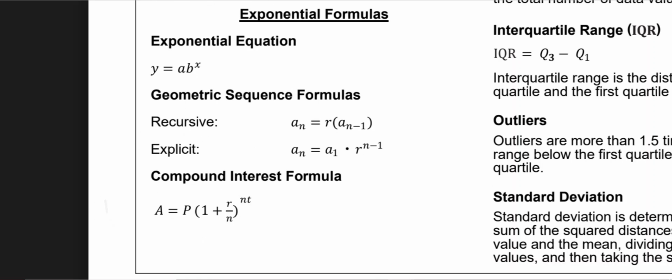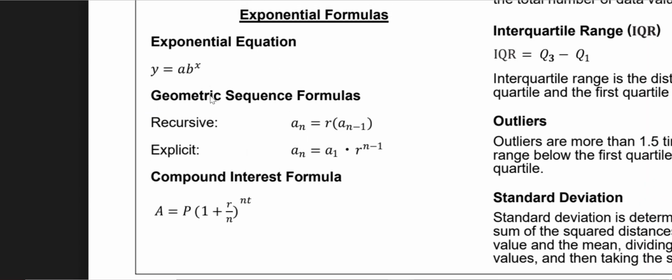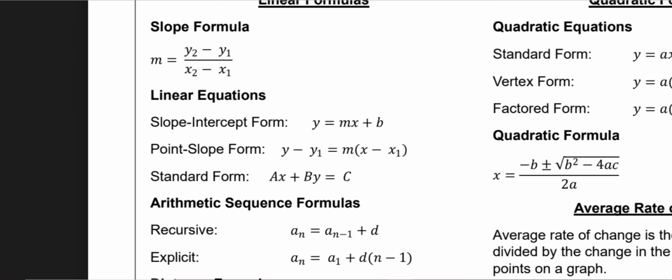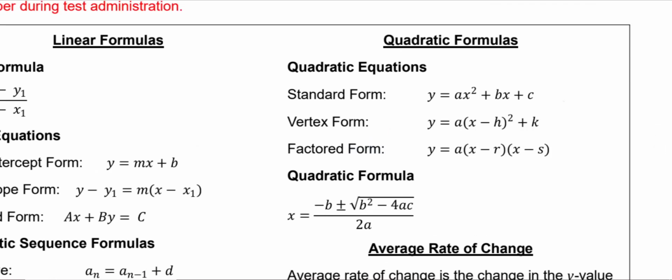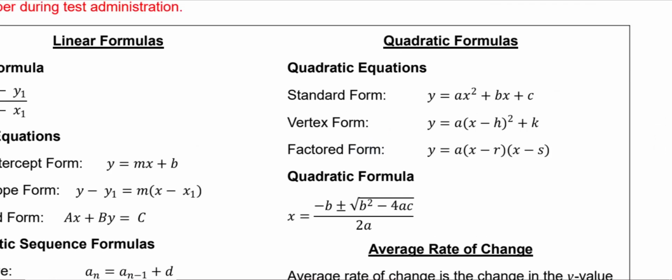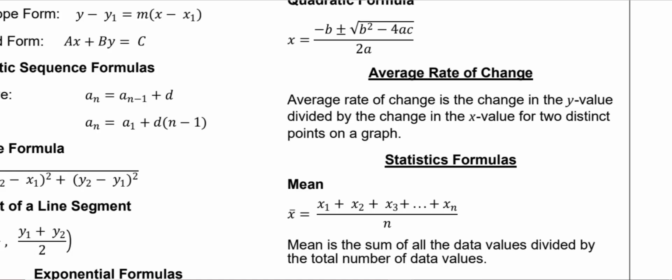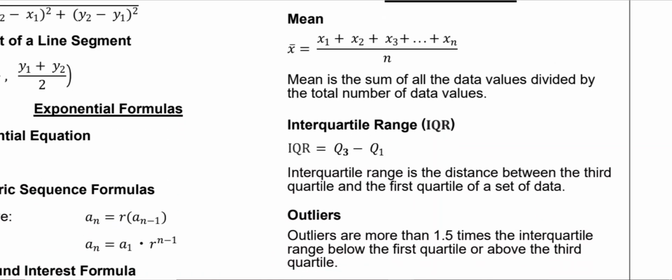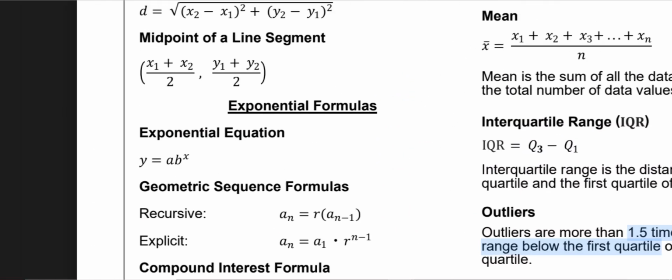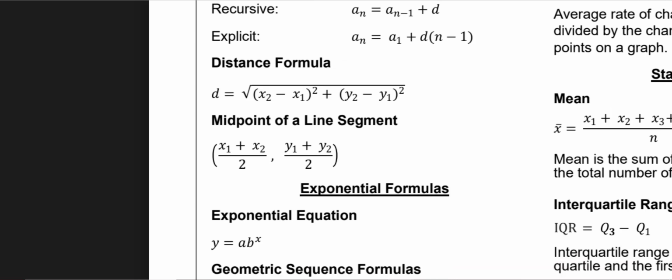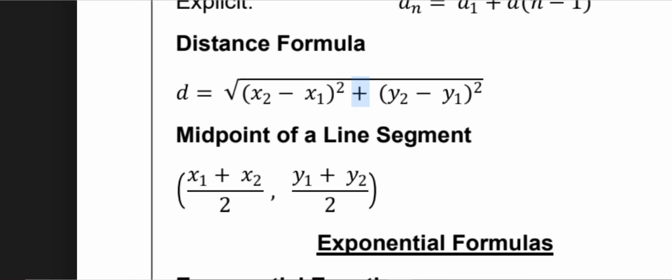Recursive and explicit, and the compound interest formula. So we're going to take a look back at the arithmetic sequences, and we're going to learn about the geometric sequences, and that's it. Those are the only two sequences. And quadratic formulas right here with the quadratic formula. So average rate of change we've done. Statistics we haven't done. And we'll have to do the geometric part right here. Distance formula midpoint we haven't done. So one is unit 6 and the other one is unit 7, and we're currently in unit 5.